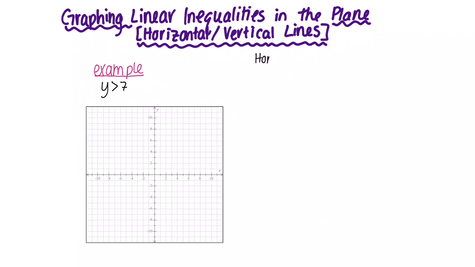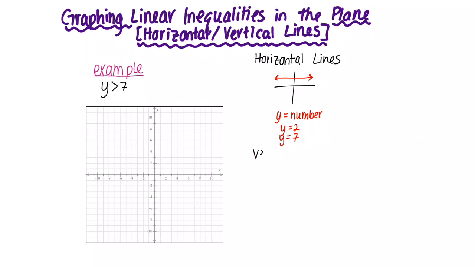For our horizontal lines, a horizontal line would be something like this. This is the line where all the y values are the same. So this is going to be y equals some number. Just a number, no x's. Like y equals 2, or y equals 7, y equals negative 12, something like that.